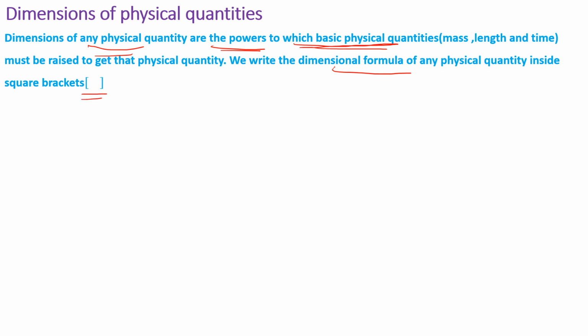So, what is a physical quantity? What is a physical quantity actually? There are two types of physical quantities. One is fundamental physical quantities and the other is derived physical quantities. We have discussed this already. So, one is fundamental and one more is derived.